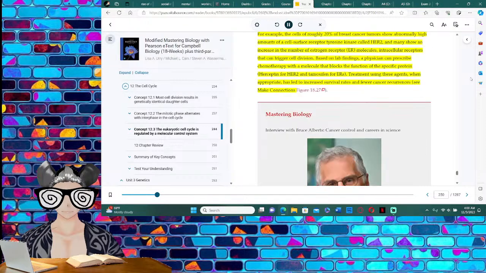For example, the cells of roughly 20% of breast cancer tumors show abnormally high amounts of a cell surface receptor tyrosine kinase called HER2, and many show an increase in the number of estrogen receptor, ER, molecules, intracellular receptors that can trigger cell division. Based on lab findings, a physician can prescribe chemotherapy with a molecule that blocks the function of the specific protein, Herceptin for HER2 and tamoxifen for ER. Treatment using these agents, when appropriate, has led to increased survival rates and fewer cancer recurrences.